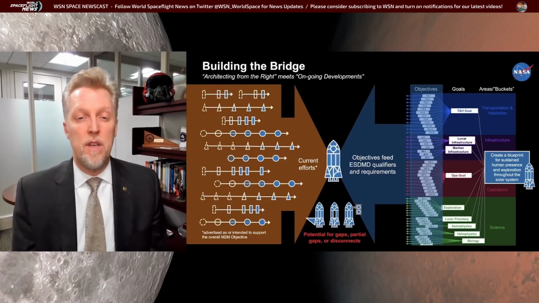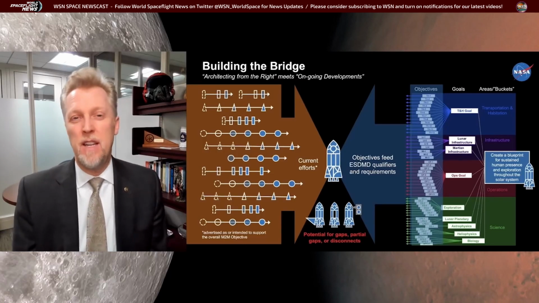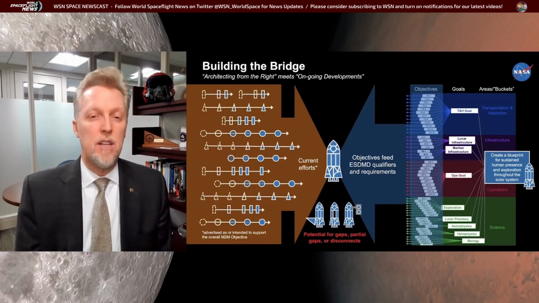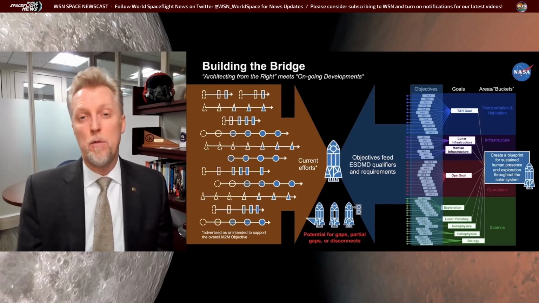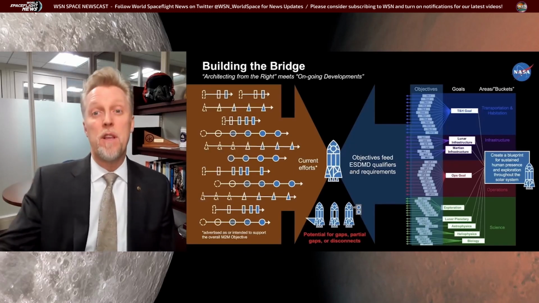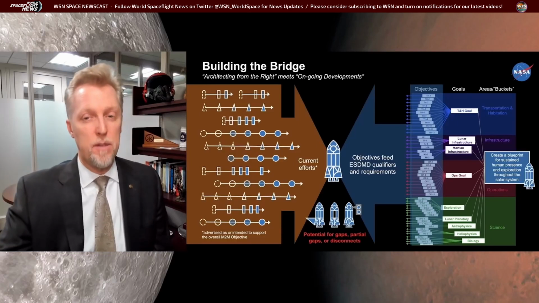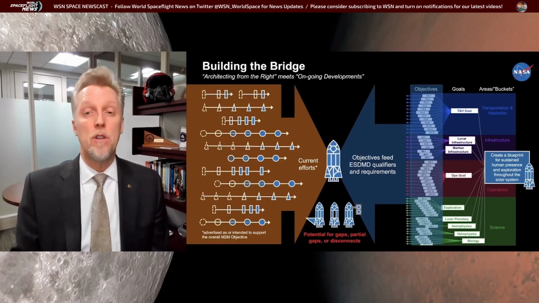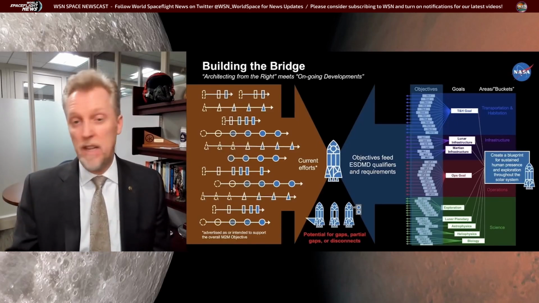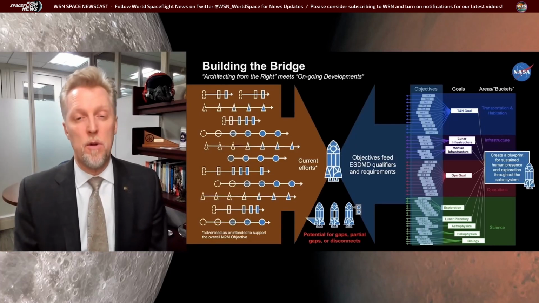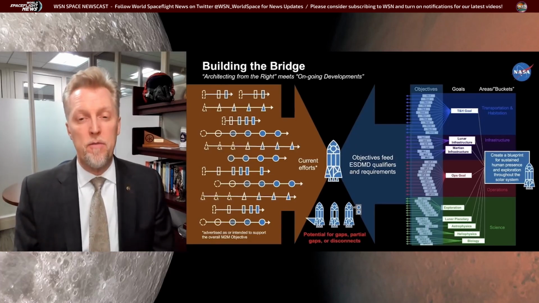Another kind of disconnect will be a current effort that is not tied to any objective. If that's the case, we have to ask ourselves, is that an effort we shouldn't be doing? Or is that effort really for something else that's beyond? We should be doing it, but it's not for this program. Or are we missing an objective? And that's part of this washing process that we're doing this summer, in part with help from you.